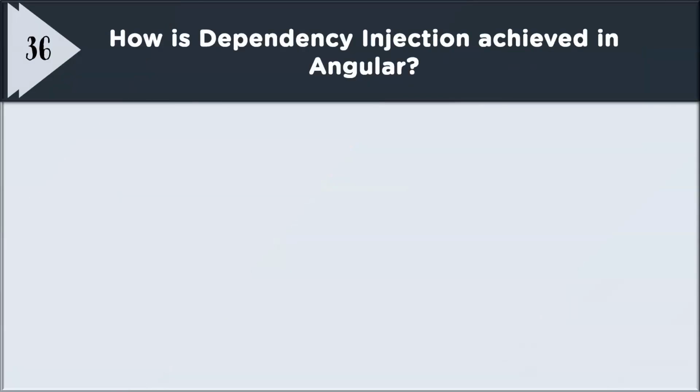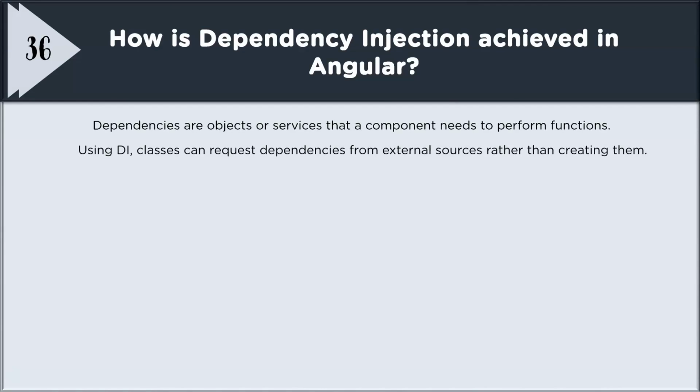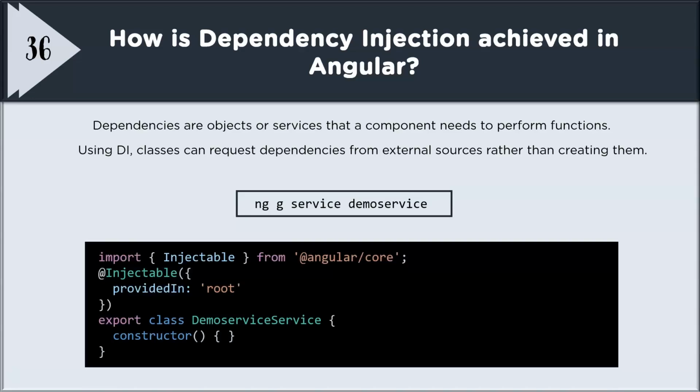Next up, how is dependency injection achieved in Angular? Dependencies are objects or services that a component needs to perform functions, correct? With the help of dependency injection, these classes can request dependencies from external sources rather than creating them on their own. Here I've created a service called demo service using the command ng g service demo service, and I've also added the small snippet of code when you create that service. Now these services can be injected into your main component and perform various functions.